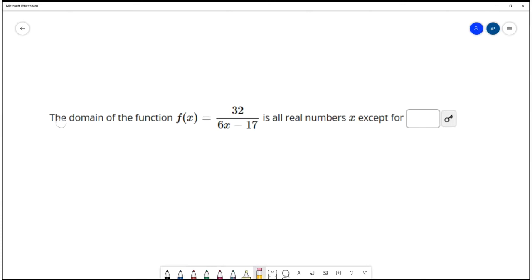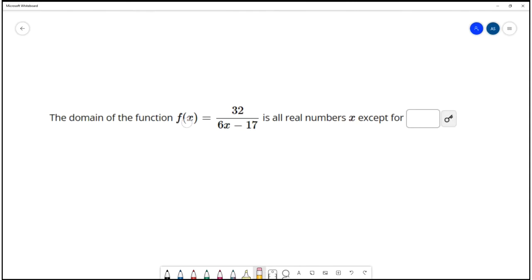In this video, we're going to be working on questions 21 through 25. We want to find the domain of the function f of x equals 32 over 6x minus 17. The domain is going to be all real numbers except for a list of numbers here.